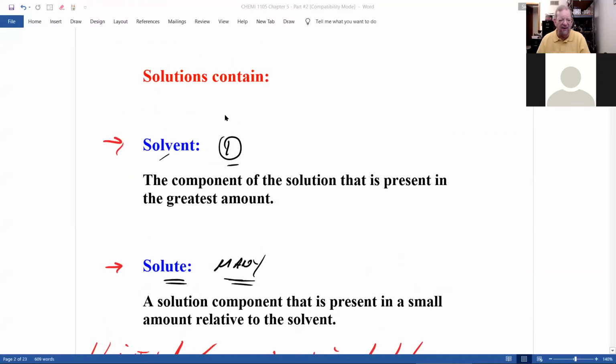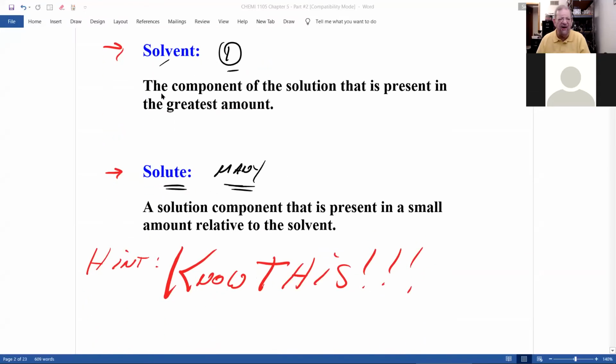Again, we're talking about a solution contains one solvent. That's the component present in the greatest amount. But it can have many solutes, one or more. And that's the other components, which are always present in a smaller amount relative to the solvent.